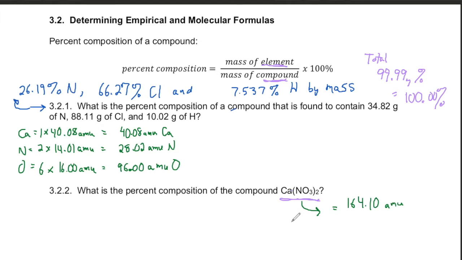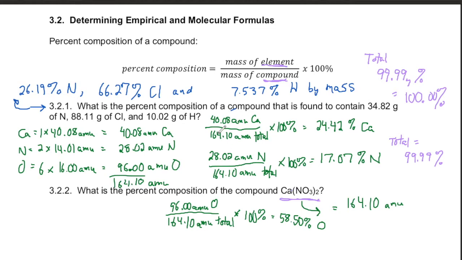Let's review calculating the formula mass of calcium nitrate. The formula mass that we came up with, 164.10 AMU, comes from 40.08 AMU of calcium, 28.02 AMU of nitrogen, and 96.00 AMU of oxygen. So we add those up to get the 164.10 AMU total. So this total 164.10 AMU will go in the denominator, and each of these will go in the numerator to get our percent by mass.